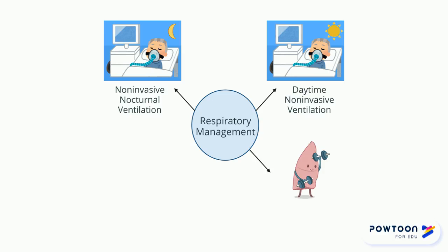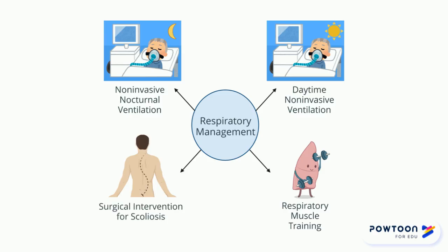Additionally, there is the option to provide strength training for respiratory muscles, but the evidence that this assists in managing symptoms is conflicting. There is also the option for scoliosis surgery, as severe scoliosis is very common in DMD and can negatively impact the functioning of the respiratory system.